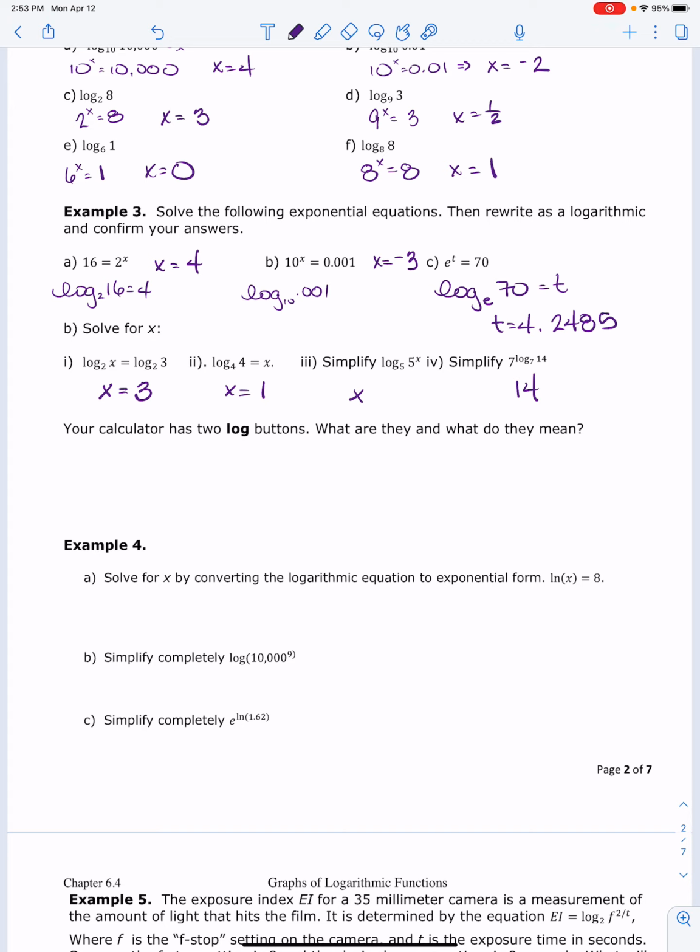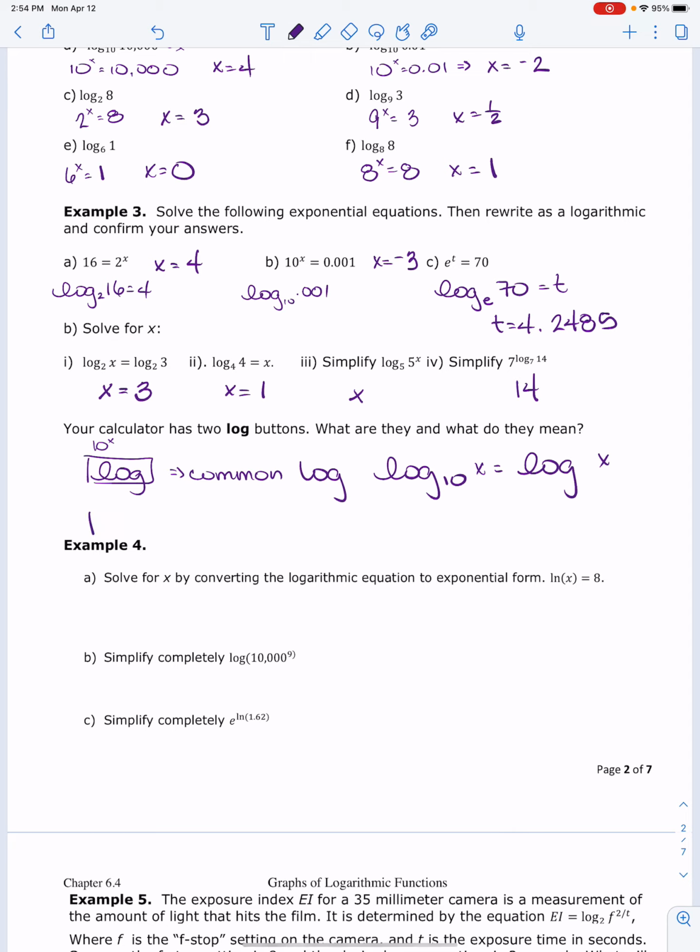If you look along the left-hand side of your TI-83 or 84, you will see 2 separate log buttons. You have one that says log, and if you look above it, you have the inverse, 10 to the x. So when you see just log, that's called the common logarithm, or the common log. And that is log base 10.